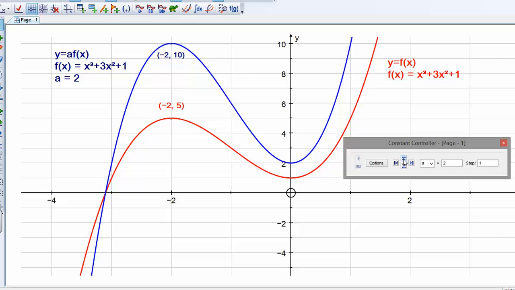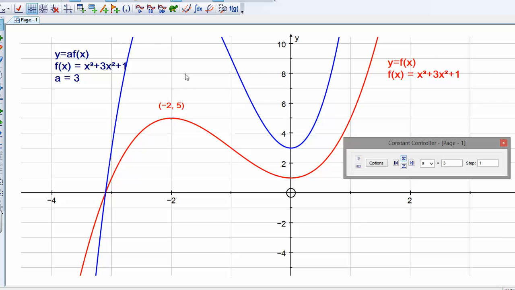Now if I change a to 3, some of that's gone off the end of the scale, but we can see again it's stretched upwards. And if we look at this point here, where that y coordinate was 1, it's now gone up to 3. So we can see it's stretched by a scale factor in the y direction of 3. So that's going from 3, it's now at 9.